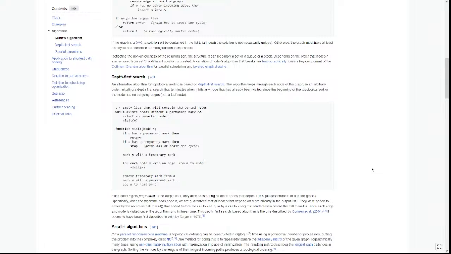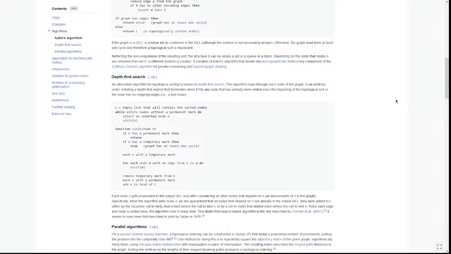Reflecting the non-uniqueness of the resulting sort, the structure S can be simply a set or a queue or a stack. Depending on the order that nodes N are removed from the set S, a different solution is created. A variation of Kahn's algorithm that breaks ties lexicographically, using the alphabet, forms a key component in the Coffman-Graham algorithm for parallel scheduling and depth first search.